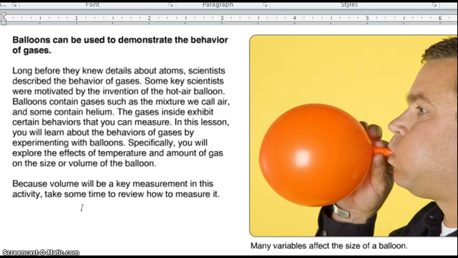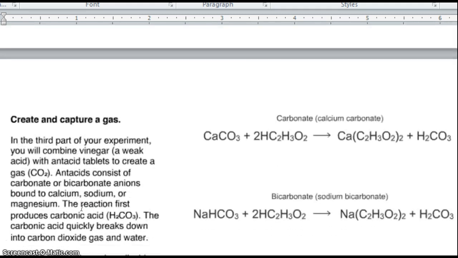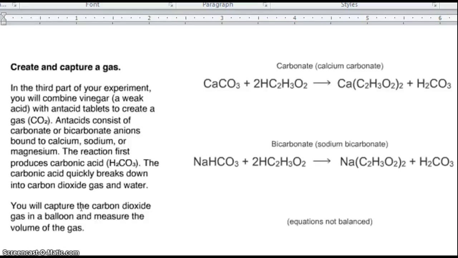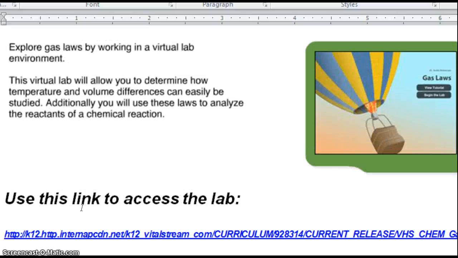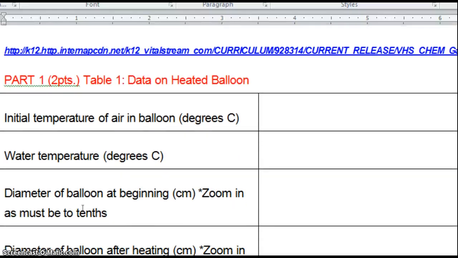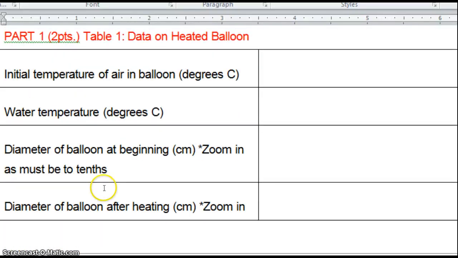Because volume will be a key measurement in this activity, take some time to review how to measure it. All right, we'll get to that review in a little bit. Create and capture a gas. Actually, we'll come back to that part. Let's do this part first. So, we are going to heat a balloon.